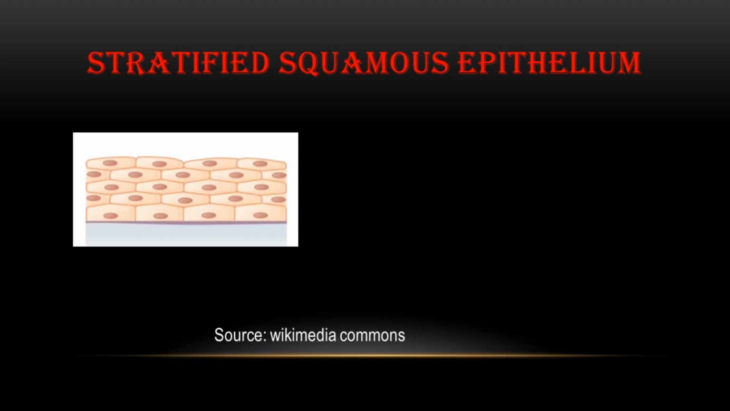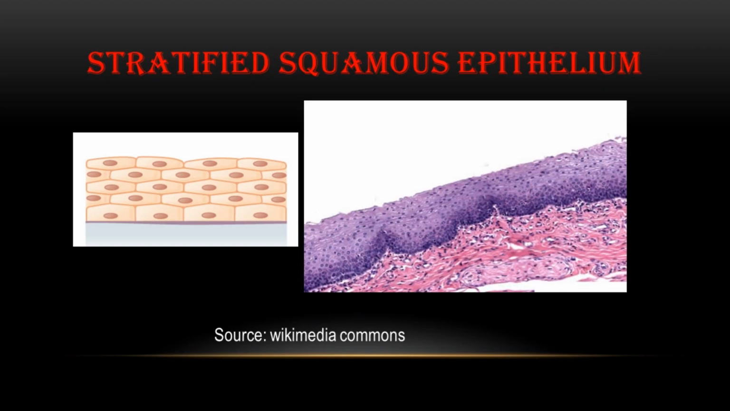As you can see here, it is multi-layered and cells in the surface layer are thin, flat squamous cells with an oval or disc-shaped nucleus. The non-keratinized epithelium is found in the oral cavity, pharynx, esophagus, vagina and the lower part of the anal canal.